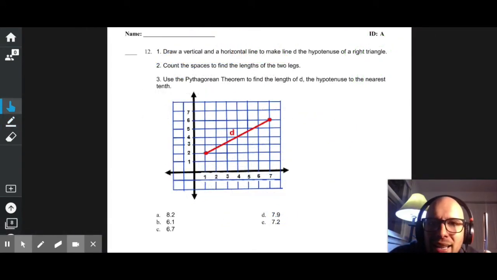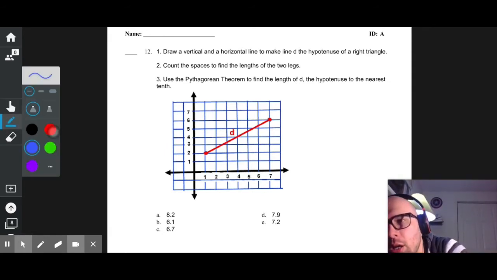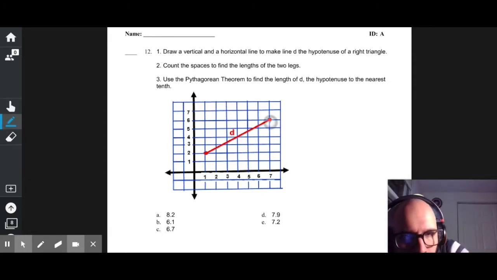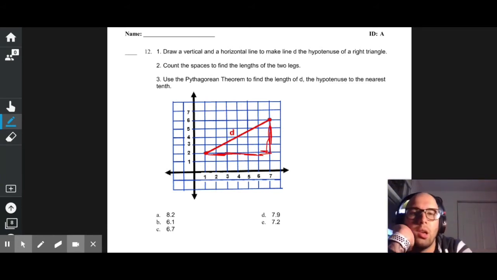Problem 12. Draw a vertical line and a horizontal line to make the line D the hypotenuse of a right triangle. This looks familiar. Here's a vertical line, and here's a horizontal line. Count the spaces to find the lengths of the two legs. 1, 2, 3, 4. 1, 2, 3, 4, 5, 6.